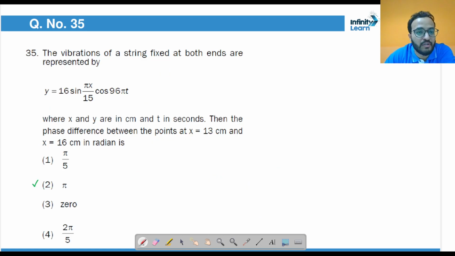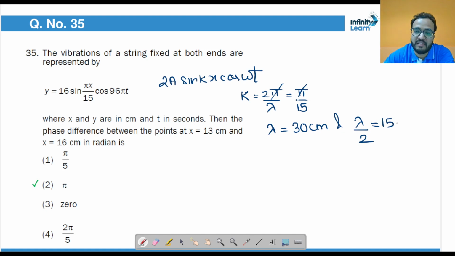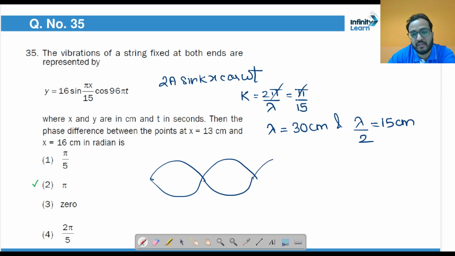35. The vibrations of a string fixed at both ends. See, it is 2a sine kx cos omega t, right? So what is k? k is 2 pi by lambda, which equals pi by 15. Pi and pi get cancelled. Lambda is 30 centimeter and lambda by 2 is 15 centimeter. Okay. So in standing waves, these gaps are lambda by 2.